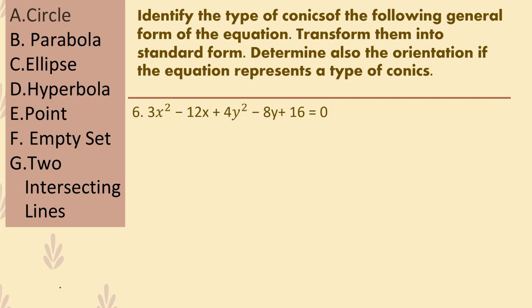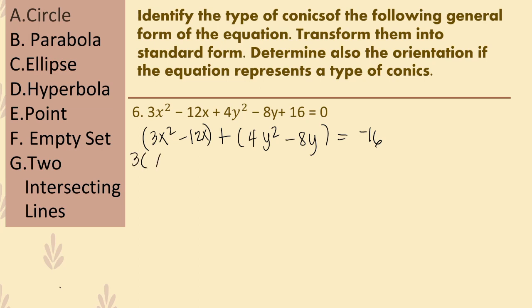For number 6, 3x squared minus 12x plus 4y squared minus 8y plus 16 is equal to 0. So, group lang natin ulit. 3x squared minus 12x plus 4y squared minus 8y is equal to negative 16. Then, factor out lang natin sa 3. X squared, 12 divided by 3 is negative 4x.